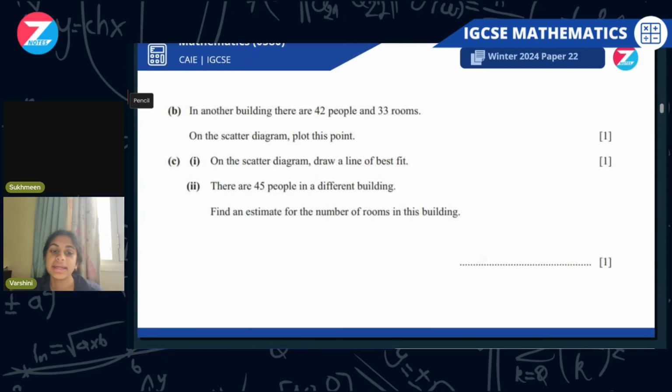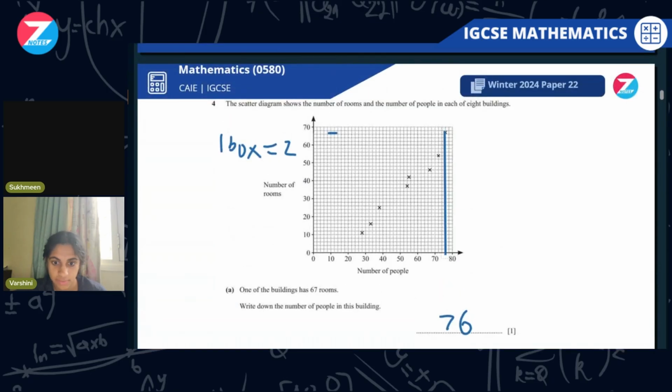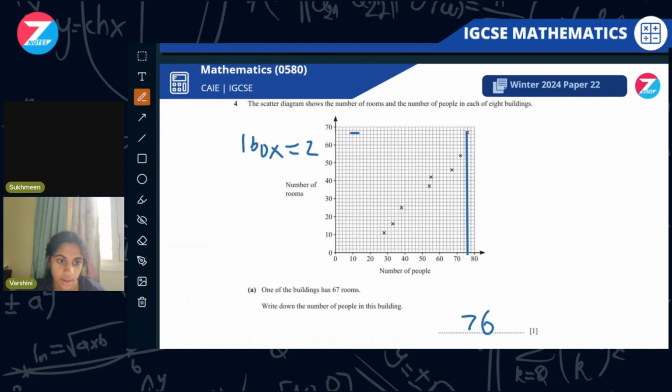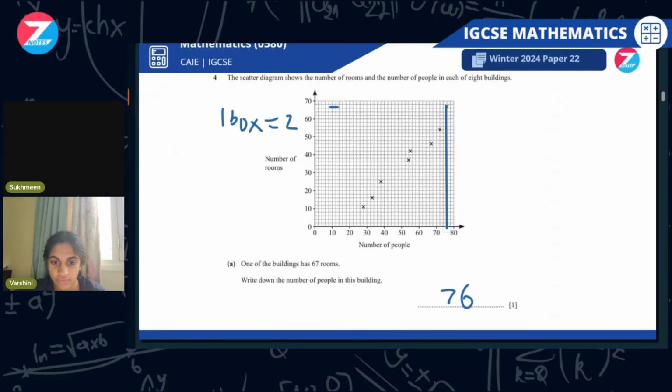Okay. In another building, there are 42 people and 33 rooms. On the scatter diagram, plot this point. So we know there are 42 people. That means on the x-axis, number of people, we need 42. Let me just make my font thinner. We know that each box is 2, so 42 will be over here. So we want somewhere along this line.